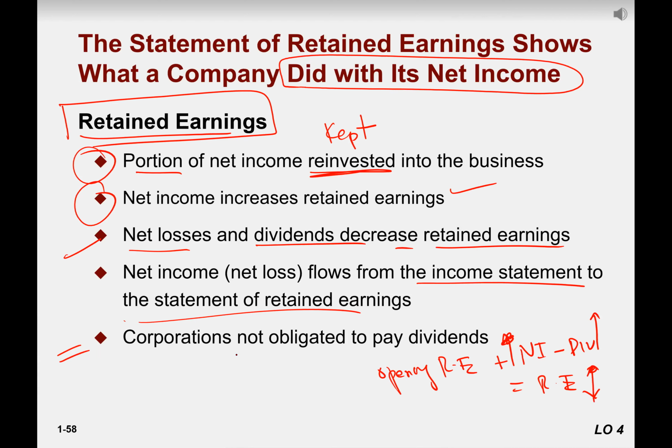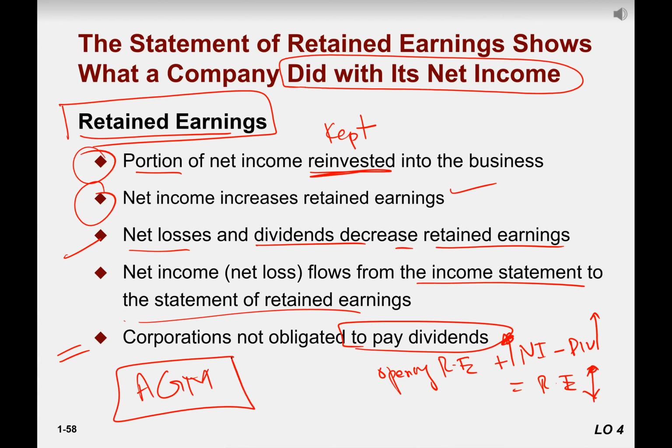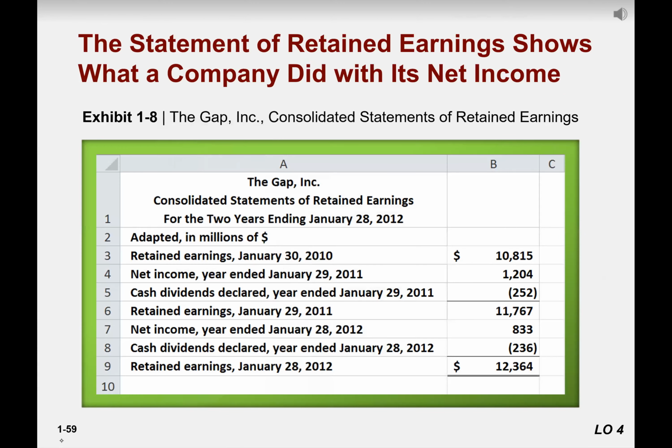Corporations are not obliged to pay dividends. Remember this one, it's not necessary to pay dividends, right? In order to pay dividends, you need to go through the AGM, the annual general meeting, in which the shareholders decide how much dividend, whether full dividend or half dividend, what should be the payout ratio. It would be decided in the annual general meeting. This is the topic of introduction to business. I hope you will learn over there, or you already learned. So this is the GAP corporation's retained earnings.